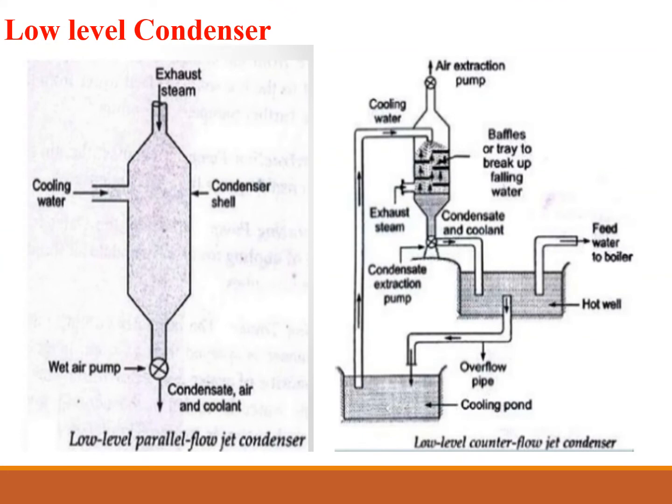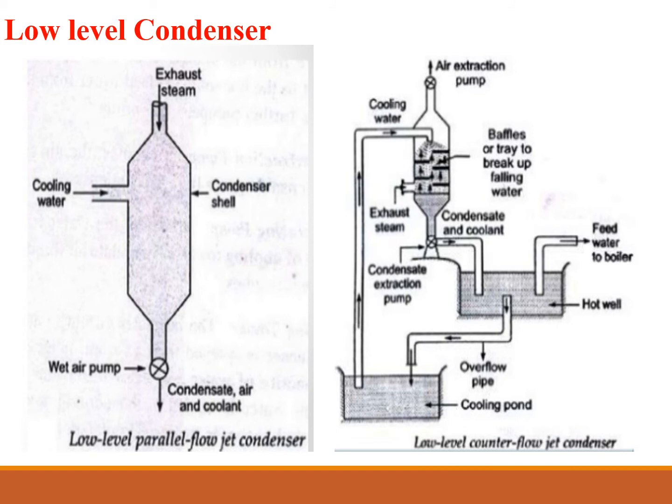Low level condenser. Low level jet condenser may be subdivided according to the direction of flow of steam and water. First, parallel flow low level jet condenser. Second, counter flow low level jet condenser. In the parallel flow jet condenser, the exhaust steam and cooling water flow in the same direction. That is, the steam and water enter from the top of the condenser and fall together to the bottom, where the mixture is removed by an extraction pump.